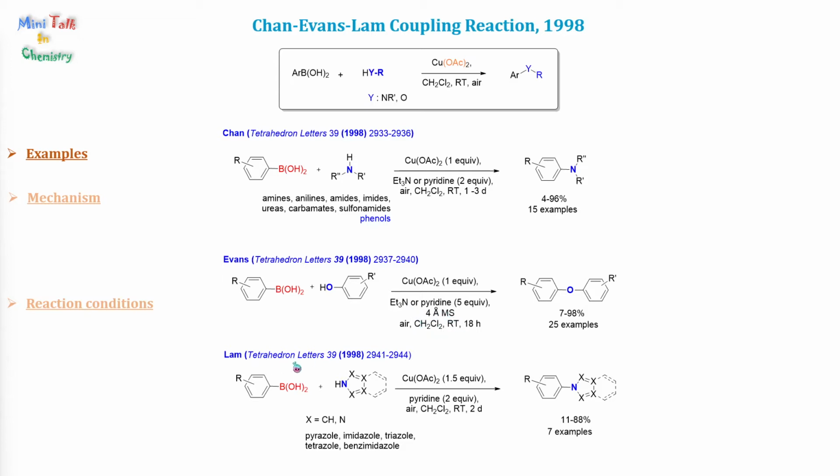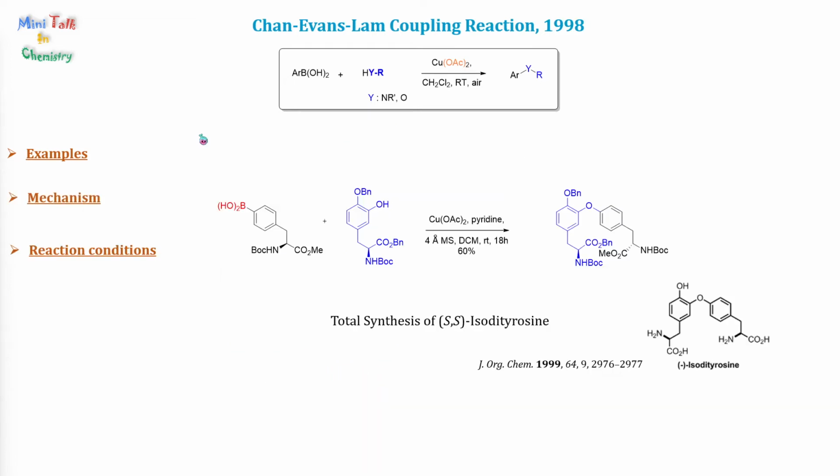In addition to this work, Lam's group published a beautiful cross-coupling reaction between aryl boronic acid and a variety of NH-containing heteroarenes. Many groups then utilized this methodology in the synthesis of biologically active molecules and natural products, for example, an efficient synthesis of isodityrosine developed from two natural aromatic amino acids, L-tyrosine and L-phenylalanine. Because of the mildness of the reaction conditions, the stereocenter was preserved.